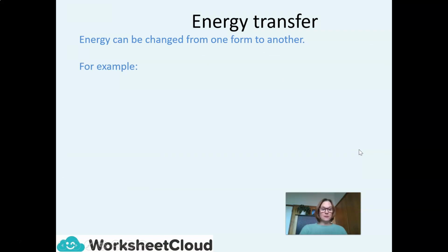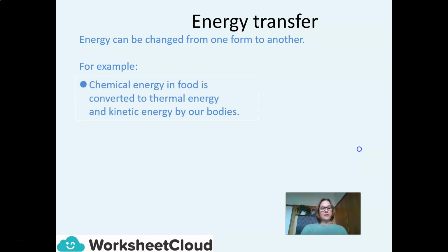So energy transfer, Grade 7, is when energy can be changed from one form to another. Okay, this is called an energy transfer.